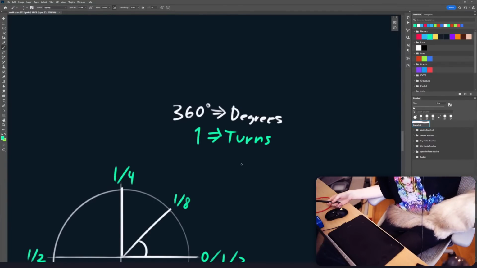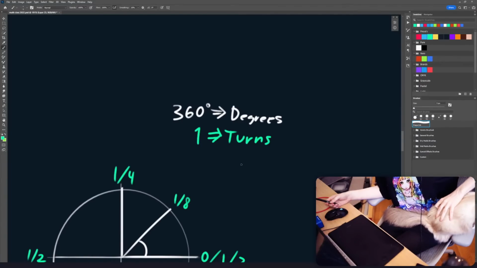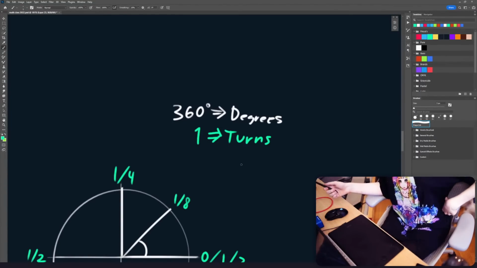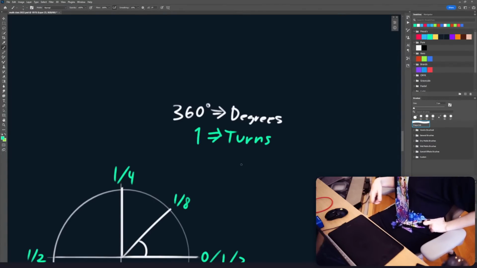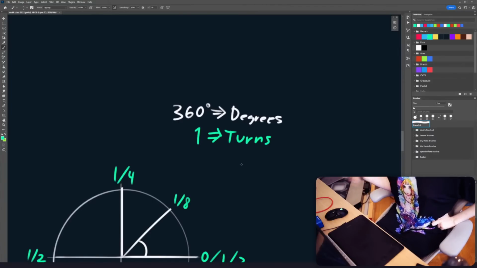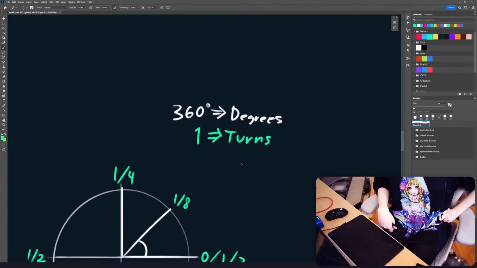Is Unity using turns for anything? I don't think Unity is using turns anywhere, no. Again, turns is usually used for colloquial things. It's just easy to talk about them, right? If you want to say a quarter turn, you're using turns. If you're saying a 90-degree turn, that's the same angle, right?